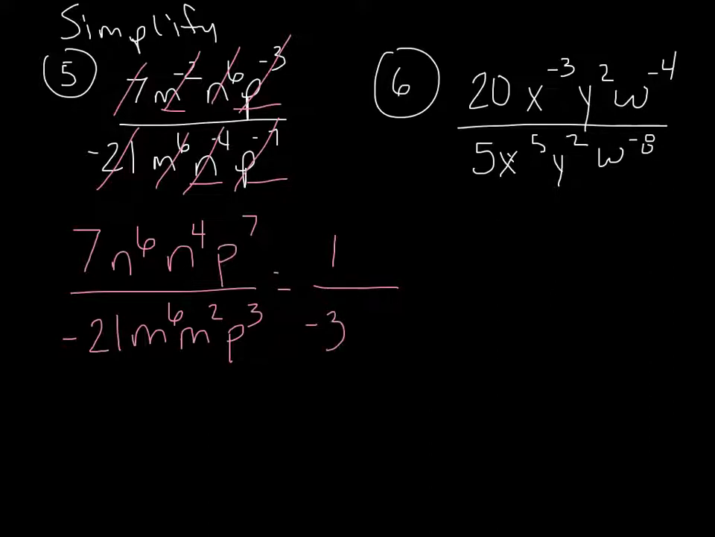N to the 6th, n to the 4th on top becomes n to the 10th. M to the 6th, m to the 2nd on the bottom becomes m to the 8th on the bottom. P's are bigger on top, so you subtract those 3, and it becomes p to the 4th.